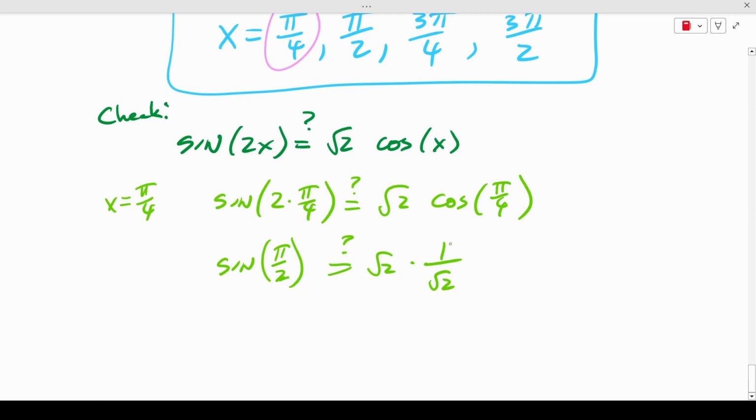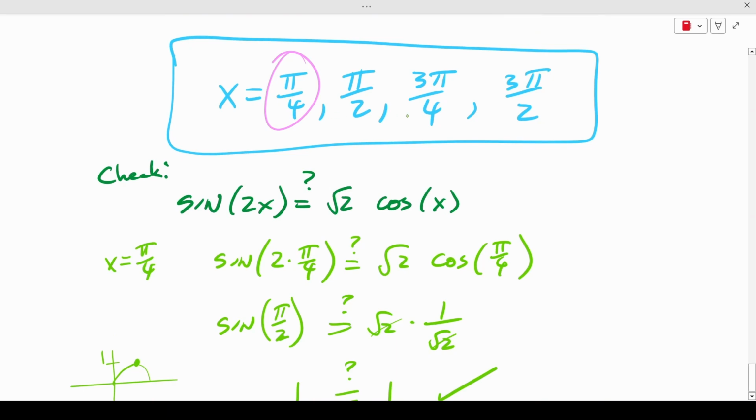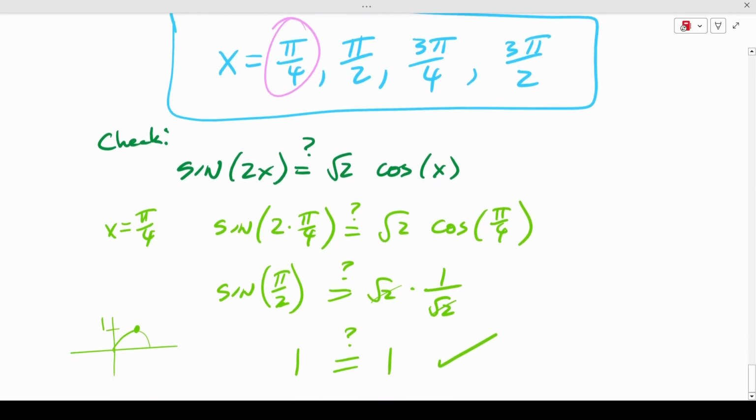See, I actually pick 1 over root 2 here because I can see it's going to cancel with this root 2. If I had some other expression, I might have picked the other form, the root 2 over 2 form. So this is going to cancel out and make 1. And what's sine of pi over 2? Well, it is 1, right? So that's good. So it shows that it works. And if we really wanted to, we could check with the other solutions too. Okay?